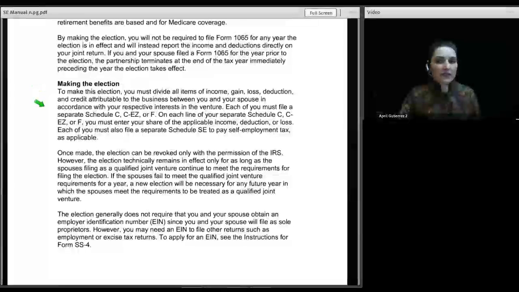Now, if they're saying it's exactly 50-50, then it would be relatively easy. You could probably have one profit and loss for the whole business, divide everything exactly down the middle, and you're done. But IRS is actually providing for the possibility that it could be something other than 50-50. But whatever it is, you need to figure it out, and then you enter it on the tax return.